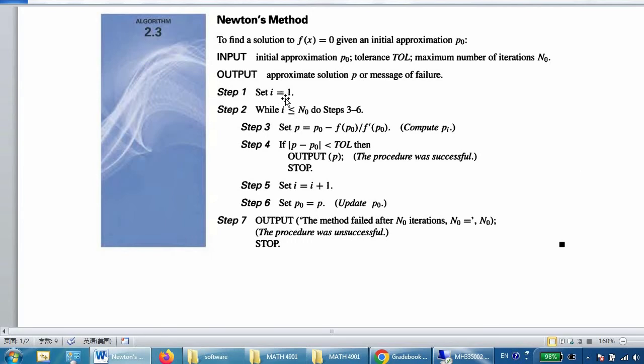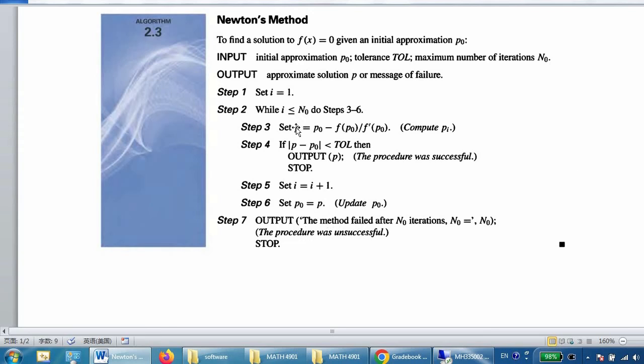Step 1, set i equals 1. Step 2, we're gonna use a while loop. And step 3, we're gonna set up the formula P equals P0 minus F(P0) divided by the derivative of F(P0). And step 4, we're gonna use an if condition. If we satisfy this condition, we're gonna break the while loop. Otherwise, we will continue. Step 5, let i equals i plus 1. Step 6, we update P0 equals P. And step 7, we will output the message.